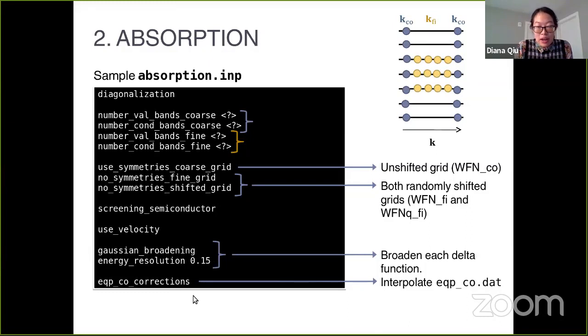And then finally, the diagonal part of the BSE matrix is the electron-hole transition energies, and we want to use the GW transition energies there. So this flag, eqp_co_corrections, tells the code to read the GW corrections, the GW quasi-particle energies that were calculated in sigma on the coarse grid, interpolate that to the fine grid, and use that for the diagonal of the BSE matrix.